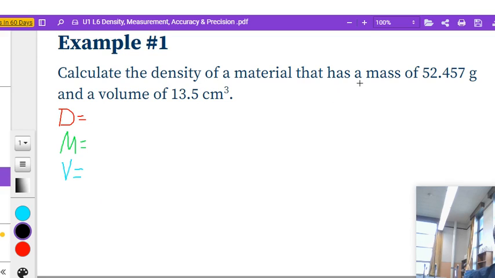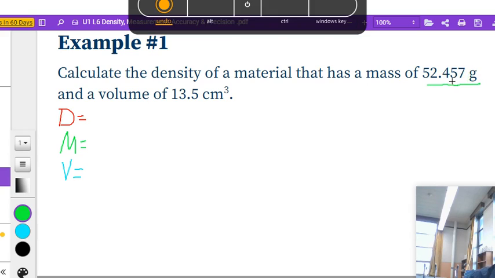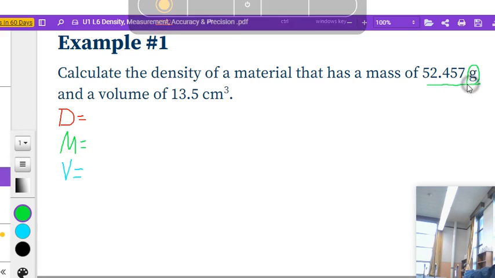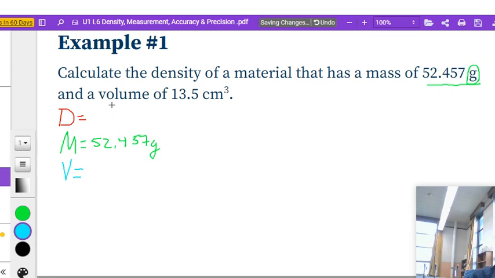It says calculate the density of a material that has a mass of 52.457 grams and a volume of 13.5 cubic centimeters. So I see that this first number here is really important, and I think that I know which variable it is based on its unit, and its unit is grams. Mass is always equal to grams, so I'm going to put that here, 52.457 grams. The next number that I'm given says it's a volume of 13.5 cubic centimeters, and the cubic centimeter is always a hint that we have volume.